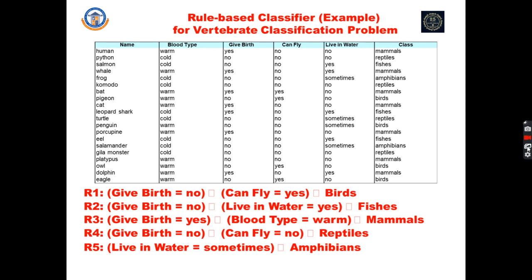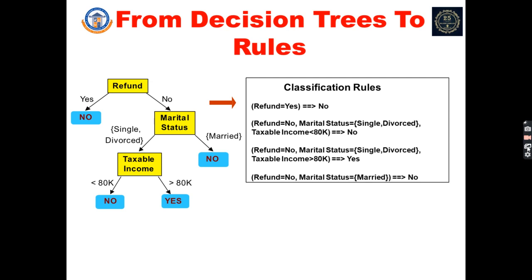If it gives birth but its blood type is warm, then it is considered a mammal. And if it does not give birth and it cannot fly, then it is considered a reptile. And if it lives in water sometimes, then it is considered an amphibian. So we can classify using a rule-based classifier with the tabular column.